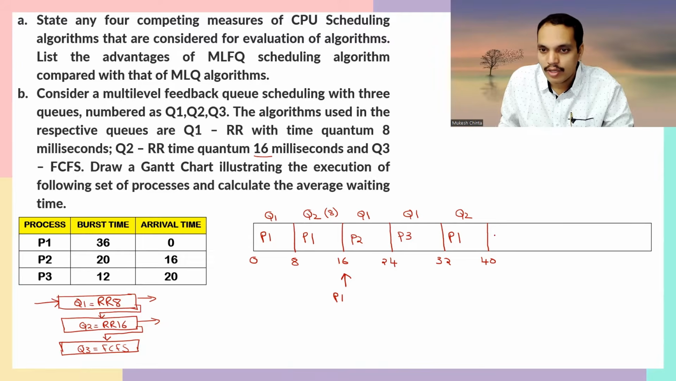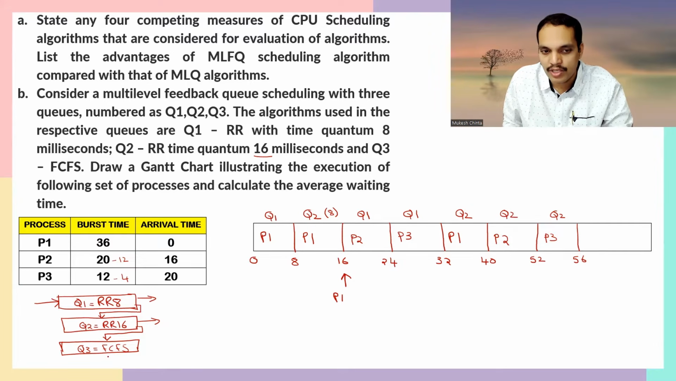And next, the remaining ones, P2 will be completed here. P2 is done. Out of the 20 burst time, there is still 12 remaining, which is completed here, 52. This is in Q2. And the only remaining process in Q2 is P3, out of which 8 is already done. There is only 4 left. So for P3, we completed till 56. This is Q2.